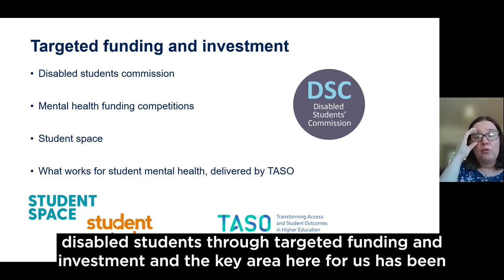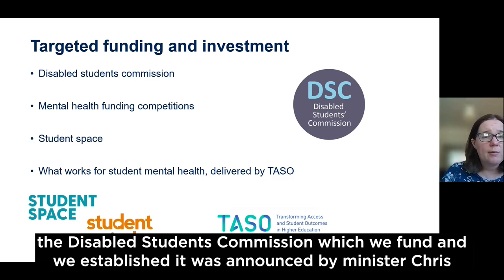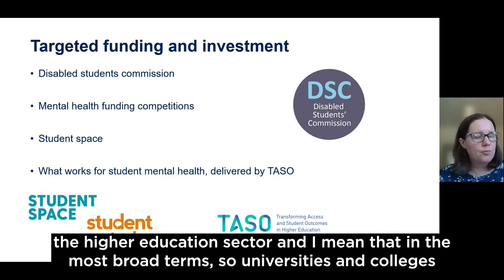So we also support disabled students through targeted funding and investment. And the key area here for us, and a key driver for change for the rights of disabled students, has been the Disabled Students Commission, which we fund and we established. It was announced by Minister Chris Skidmore back in 2019. It's an independent and strategic group that advises, informs and influences the higher education sector. And I mean that in the broadest terms.